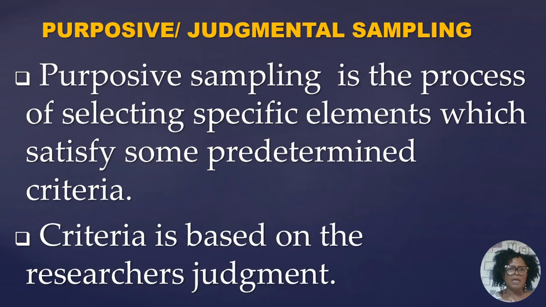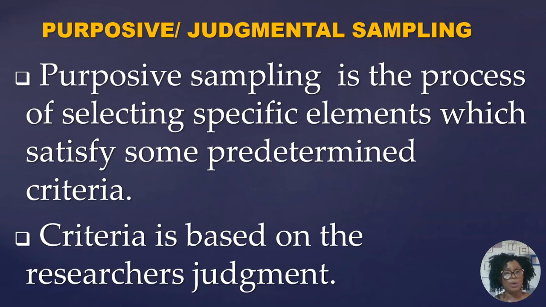We also have, let us look in detail at purposive and judgmental sampling. Purposive sampling is the process of selecting specific elements which satisfy some predetermined criteria. The criteria are based on the researcher's judgment.